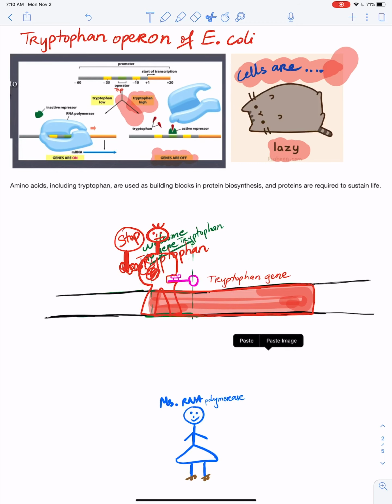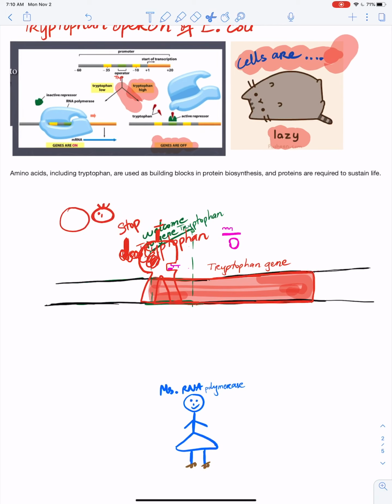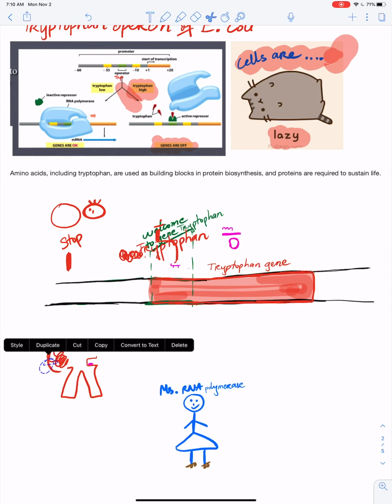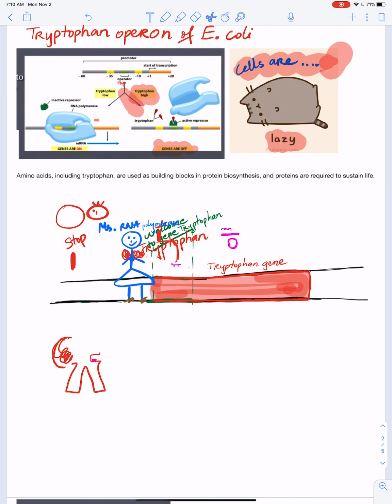And when there's no presence or maybe low tryptophan in your body, that is when the tryptophan ligand is not present. Mr. Repressor cannot stand in front of the doorway anymore, so Miss RNA polymerase can start to make the tryptophan gene, and tryptophan mRNA will be made. She will start from the doorway, the promoter, and then slide down to the end of the gene.